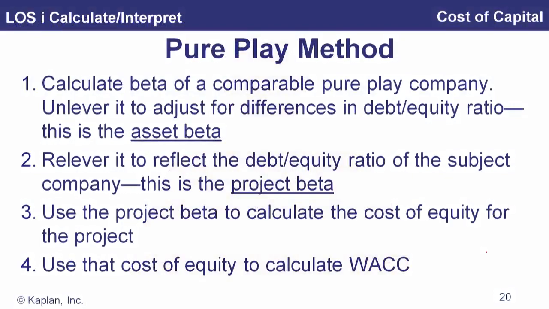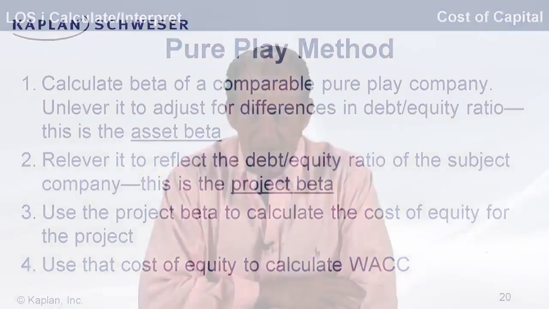So we've got our pure play company. The subject company is the company that we're trying to estimate the cost of capital for this project. So we're going to calculate the beta of this comparable pure play company. So we've got a firm, and we've been in the salty snacks business, and we decided that we want to branch out into the restaurant business. And we've got an opportunity there we're trying to analyze.